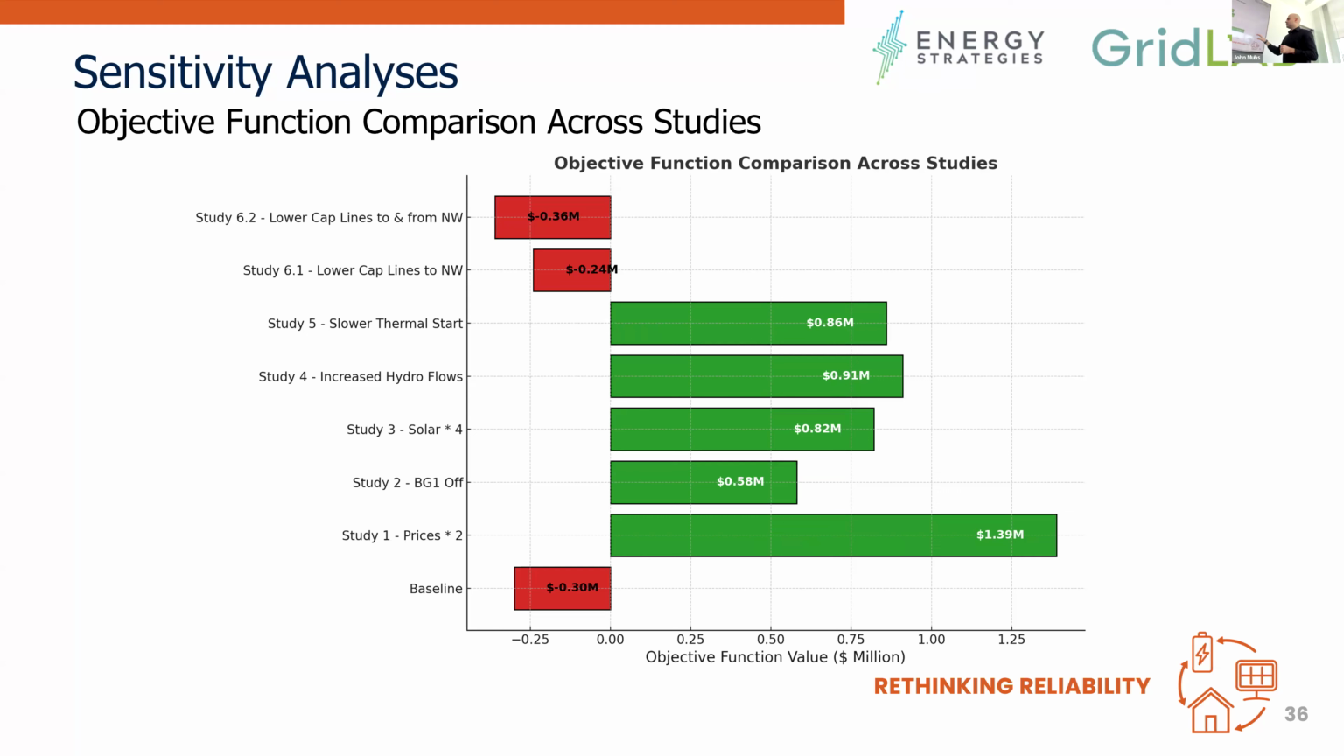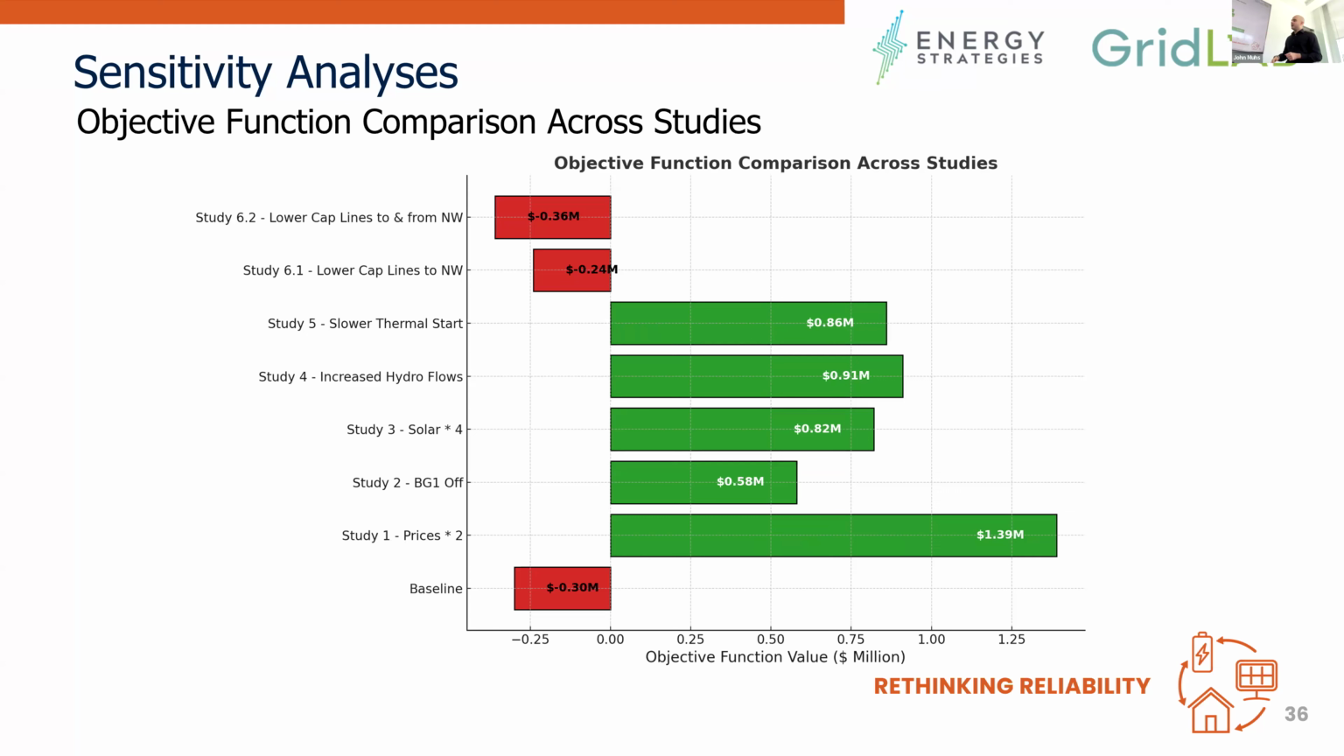Just to mention that for the 2-week high load scenario, it was positive $5 million because the thermal units are running and the prices are high. When we double this, and these are incremental changes. For study 1, we have prices doubled compared to baseline. You see a significant increase in the revenue.